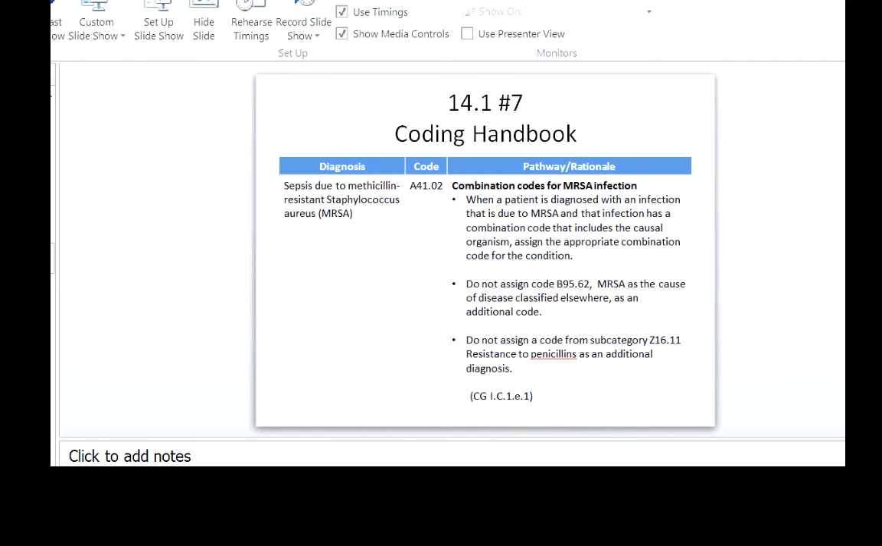And for this diagnosis, there is a guideline that talks about combination codes for MRSA. When a patient's diagnosed with an infection due to MRSA, and that infection has a combination code that includes the causal organism, that's your code. And it's important in this particular guideline to pay attention to what the guideline is telling you not to code. You're not going to code B95.62, and you're not going to assign a code from Z16.11, resistance to penicillins, because this code already says methicillin resistant. You don't want to code unnecessarily. So that one takes care of that diagnosis.